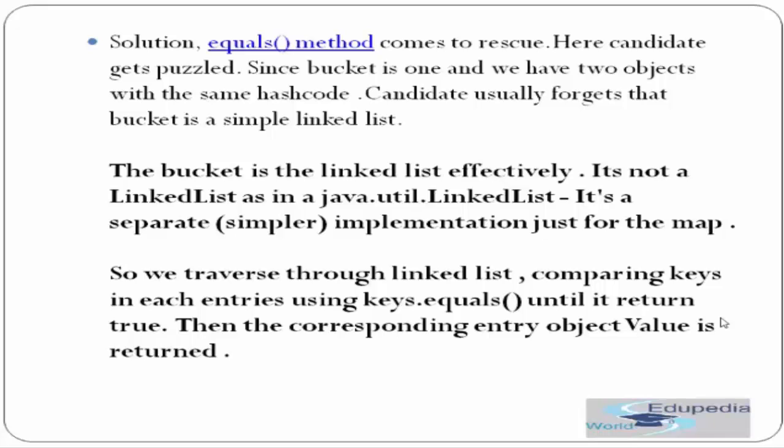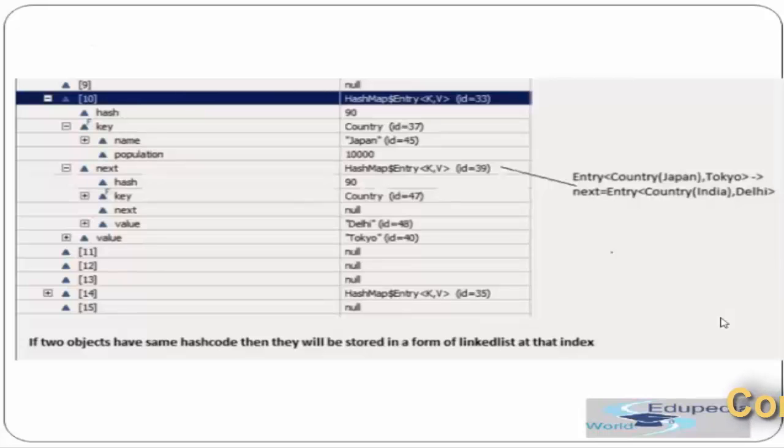So we traverse through this linked list, comparing the keys in each entry using key.equals until it returns true, and then the corresponding entry object's value is returned. This is how HashMap works. So this is a diagrammatical representation of the same.